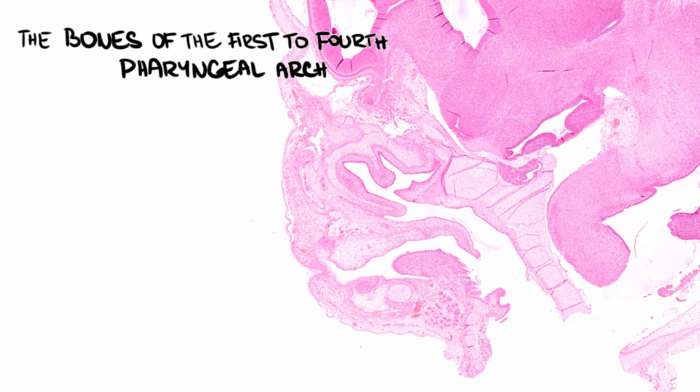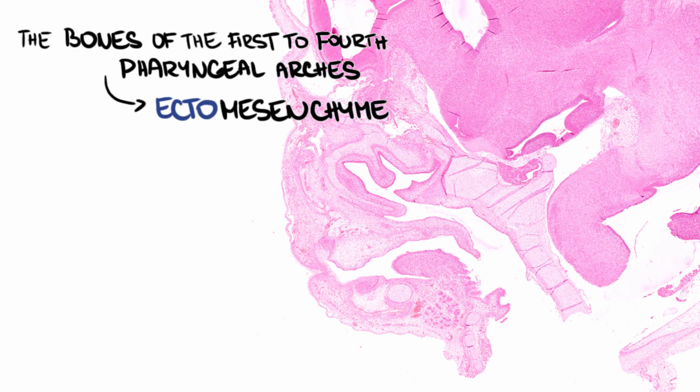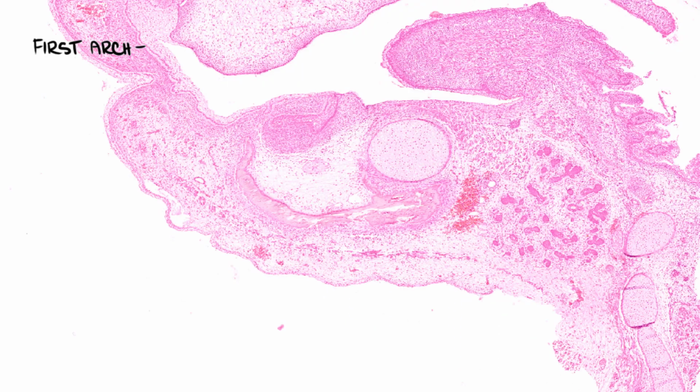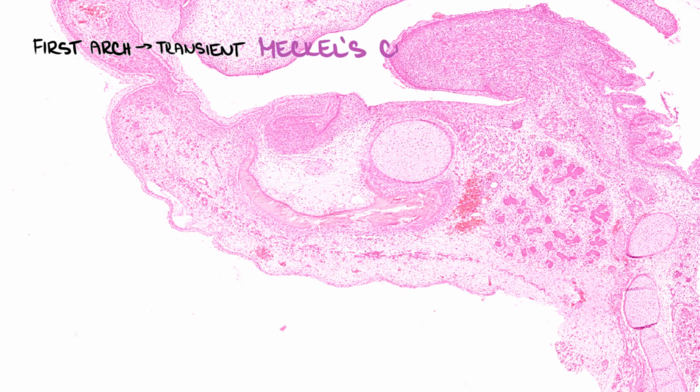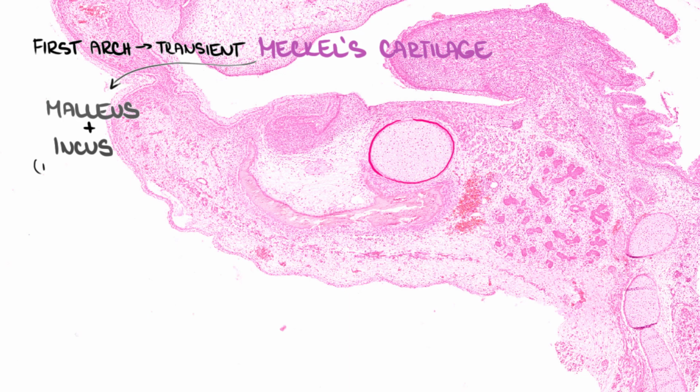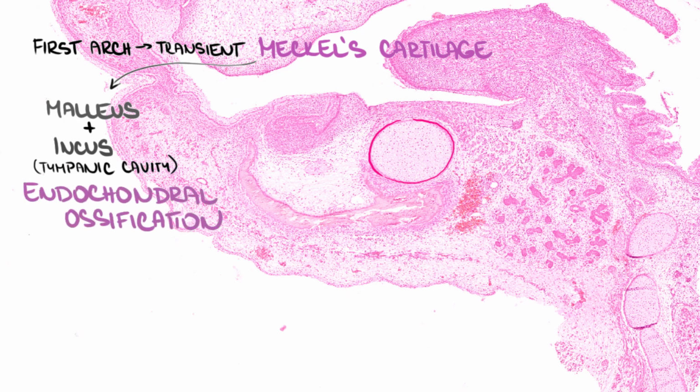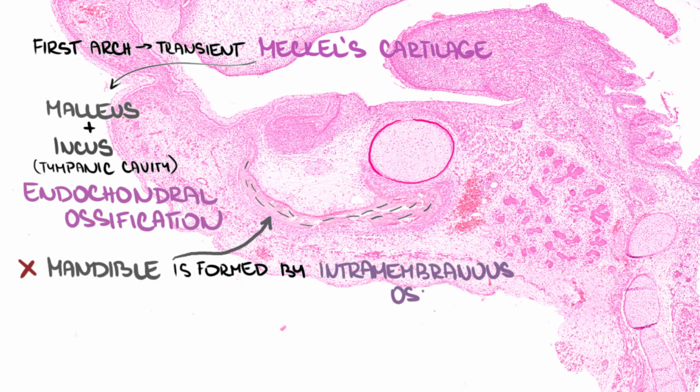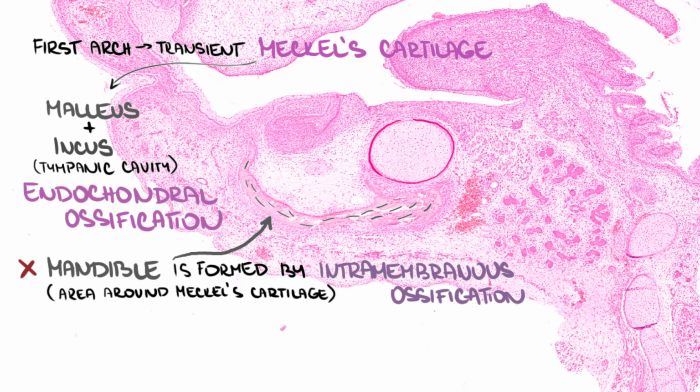The bones of the 1st to 4th pharyngeal arches are from the ectomesenchyme. The basis of the 1st arch is the transient Meckel's cartilage, from which the malleus and incus in the tympanic cavity are formed by endochondral ossification. On the contrary, the mandible is formed by intramembranous ossification in the area surrounding the original Meckel's cartilage.